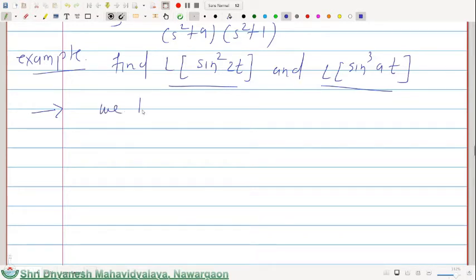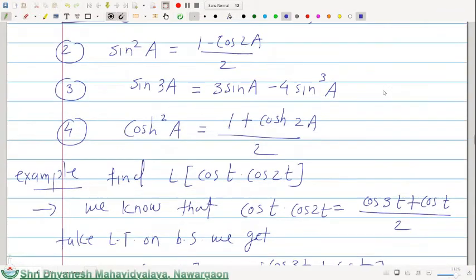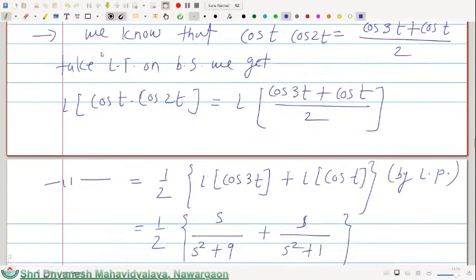We know that the formula for sin squared 2t will be (1 minus cos 4t) upon 2. You see this formula: sin square a is equal to (1 minus cos 2a) upon 2. We have used this formula in this example.